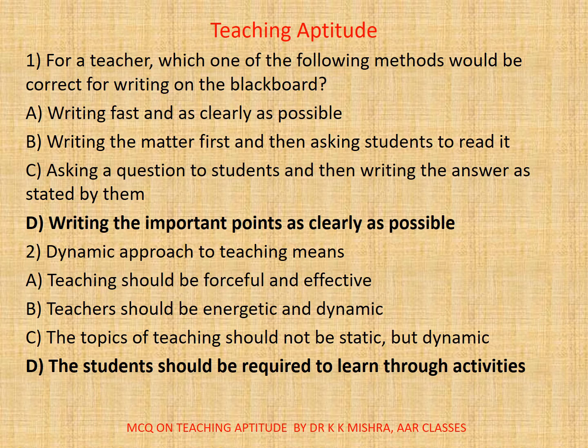Question number 1. For a teacher, which one of the following methods would be correct for writing on the blackboard? A. Writing fast and as clearly as possible. B. Writing the matter first and then asking students to read it. C. Asking a question to students and then writing the answer as stated by them. D. Writing the important points as clearly as possible. In fact, this myself I adopted. This is the correct option.